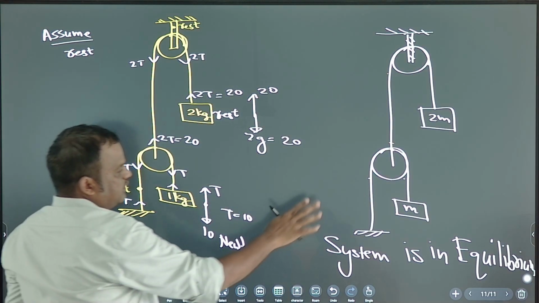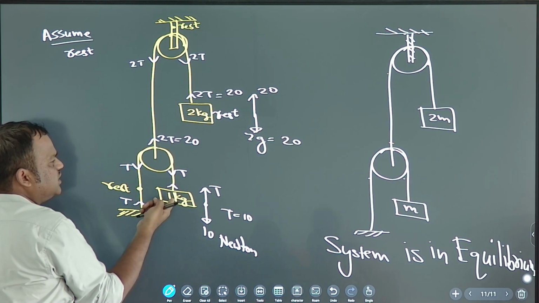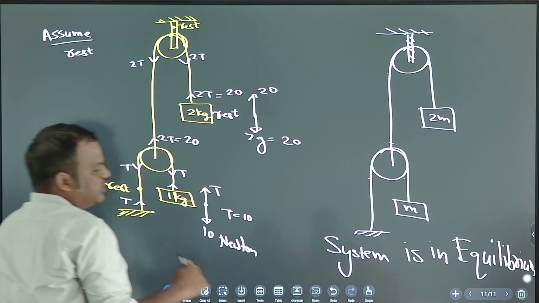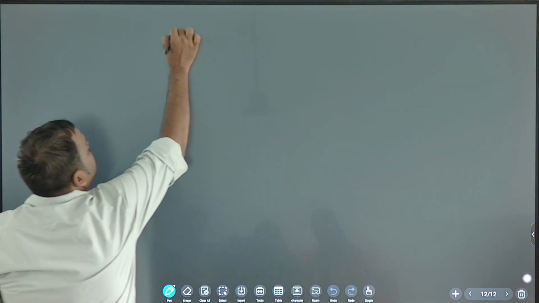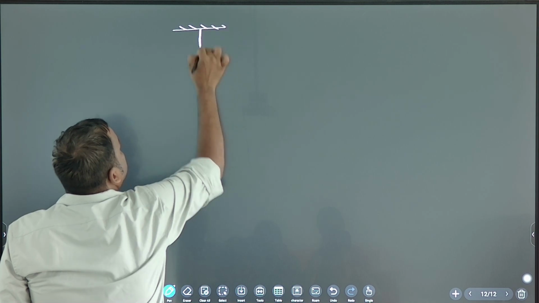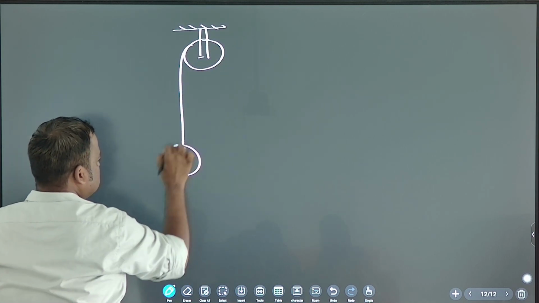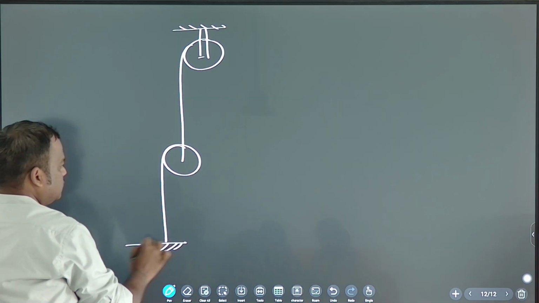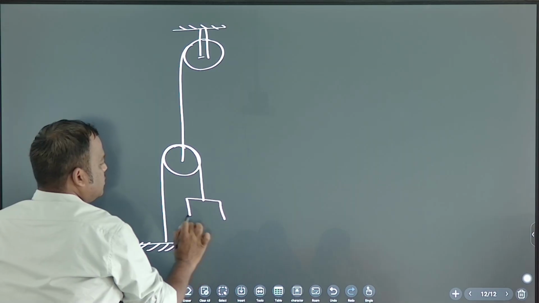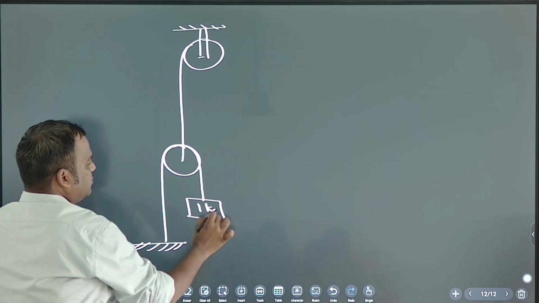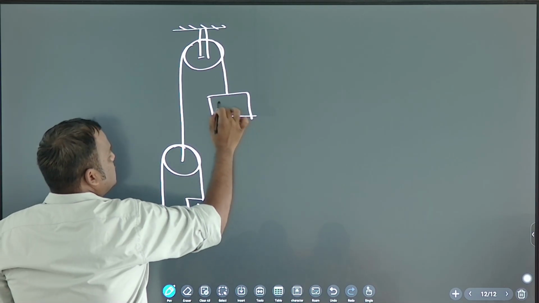Now I am changing the mass. What if this is 3 kg and this is 1 kg? Then it is not in equilibrium. Okay, we'll see. Check. So next, now draw this. Suppose this is 1 kg. This is 3 kg.